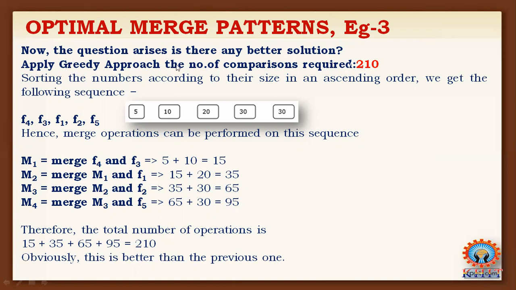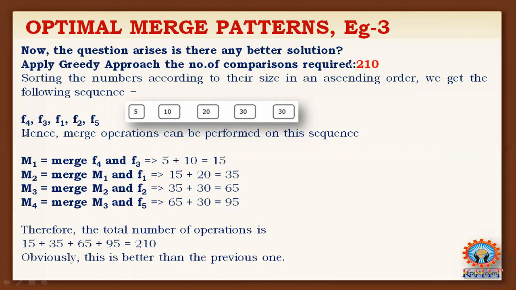When we apply the greedy strategy to the given problem, the strategy is sorting all the files according to their size in ascending order. So we arrange the files in ascending order according to their size and we will get the following sequence. The file sequence will be F4, F3, F1, F2, F5. So this is the greedy strategy.